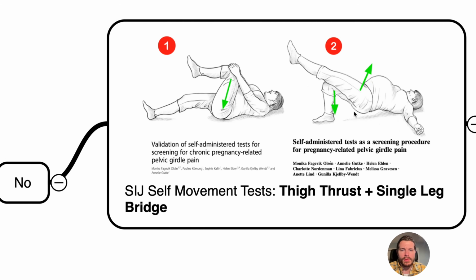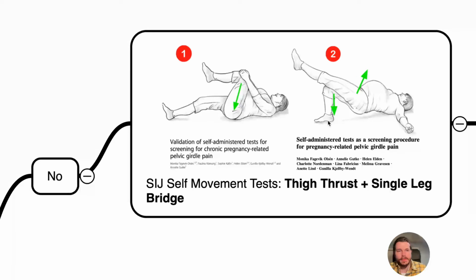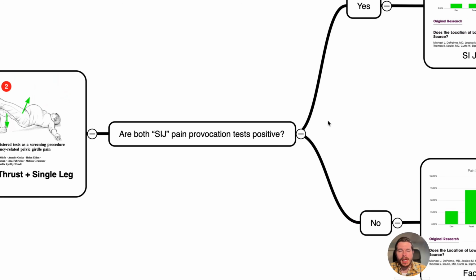And then I want you to perform the single leg bridge test. Now, typically, I would recommend that you put the painful leg down. So this shows you doing the thigh thrust test on the left and doing the single leg bridge test on the right, but try putting your painful leg down and lifting on up. And as you do that single leg bridge test, which is designed to create some type of asymmetry in the pelvis, does that cause any issues, yes or no? And so are both of these SI joint pain provocation tests positive?